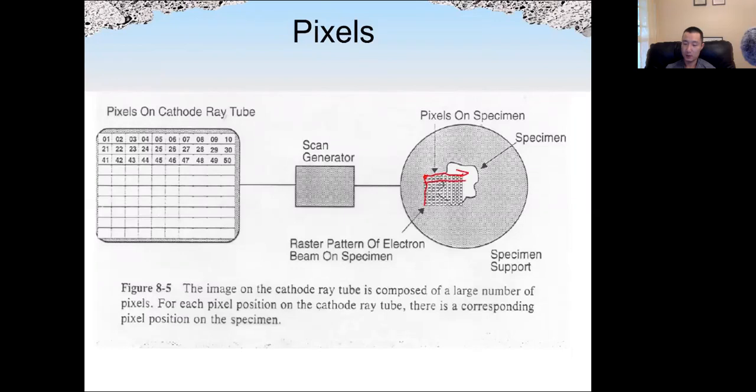By doing the rastering, this will correspond to different positions on the cathode ray tube. We have different numbers for different areas. This is from 0 to 10, and then this is from 21 to 30. It should be somewhere between. Right, this is from 41 to 42. Anyway, any point in the sample will have a corresponding position, which is numbered on the tube.